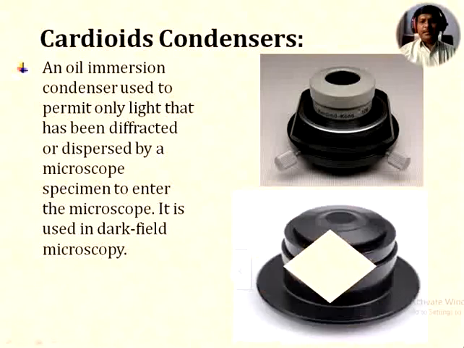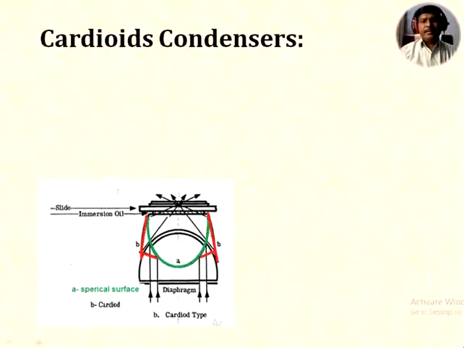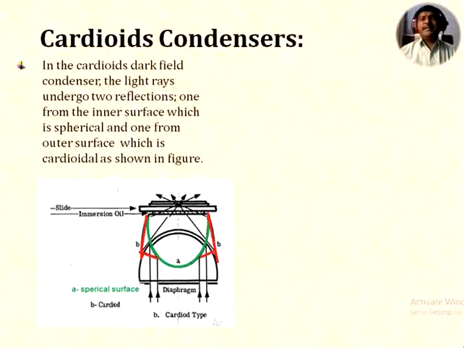Okay, now these are the pictures of the Cardioid condensers. Now in the Cardioid dark field condenser, the light rays undergo two reflections, one from the inner surface which is spherical and one from the outer surface which is cardioidal, as shown in the figure. See, this is the spherical surface. This green color shows the spherical surface, and the red color shows the cardioid surface.